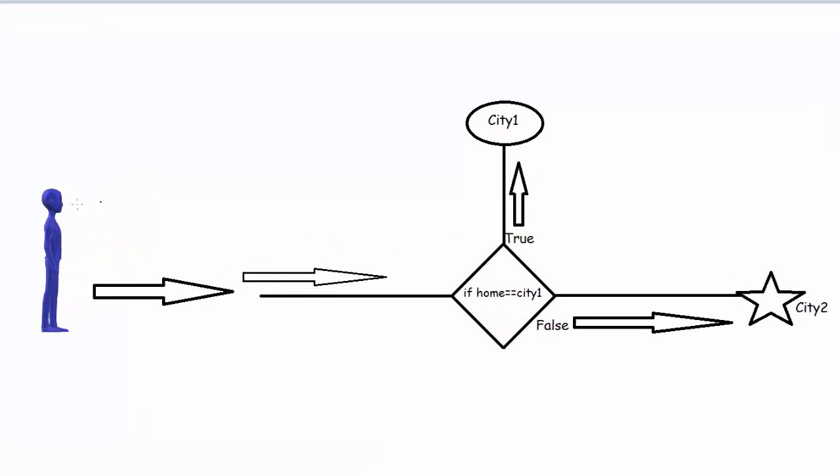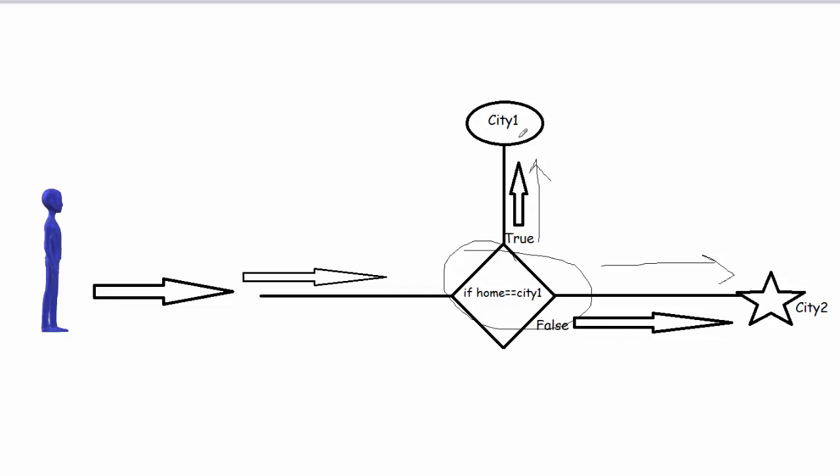So here is a man and he has to go somewhere. Let's suppose he's trying to go to his home, and there are two cities in front of him. One is city 1 and another is city 2. When he reaches this point, he has to make a decision. Either he wants to go left or he wants to go right, straight. So now it is up to him where he wants to go.